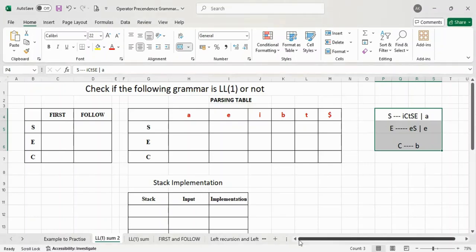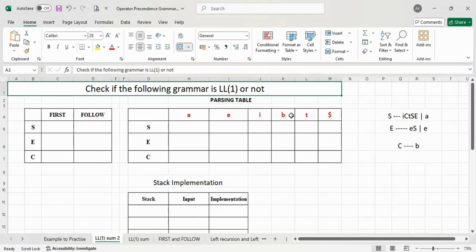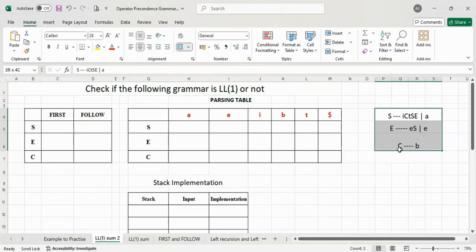In this video, we are going to understand how to check whether a given grammar is LL1 or not. For today's lecture, I will be solving this question which is highlighted. The question says, check if the following grammar is LL1 or not, and the grammar is given over here. So we have to check whether the given grammar is LL1 or not.